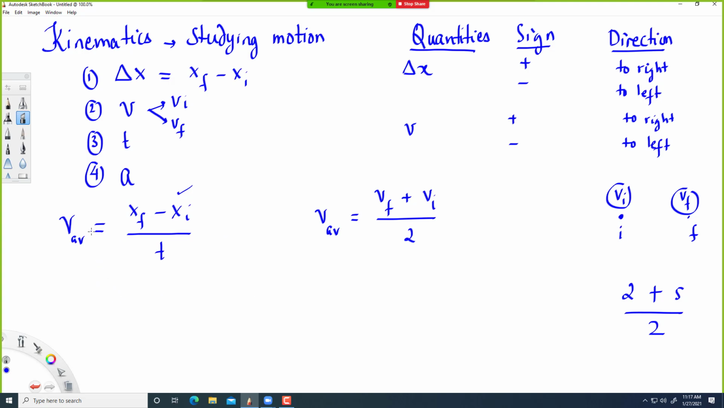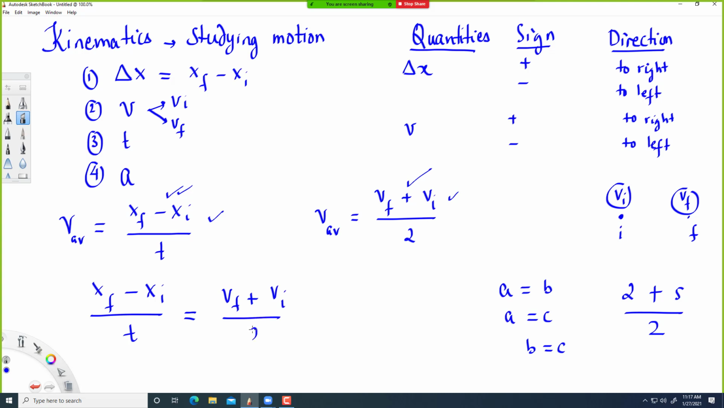So we can now, because this is average velocity and this is also average velocity, write this term to be equal to that. This is like if A is equal to B and A is equal to C, then B is also equal to C. So that's the math. If that's equal to that and that's equal to that, then these two are also equal. So xf minus xi over t is equal to v final plus v initial over 2.